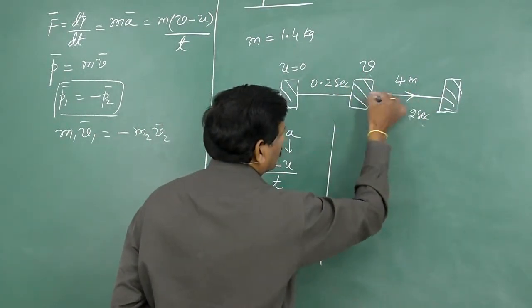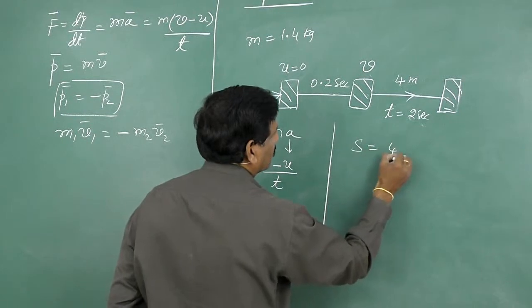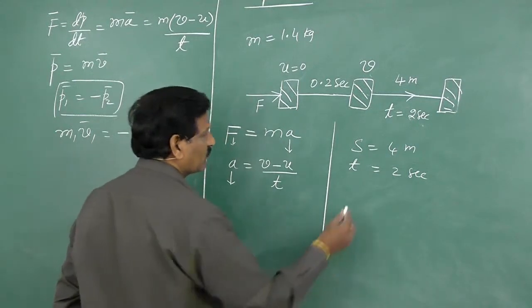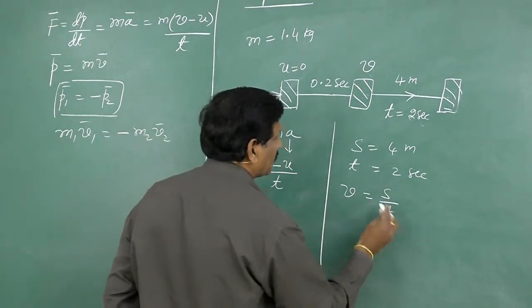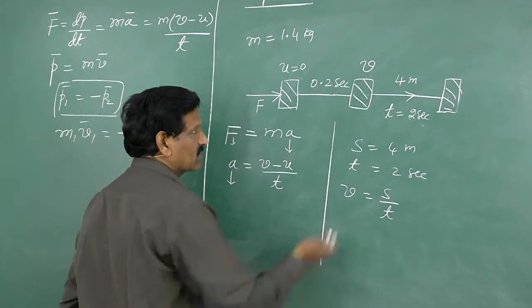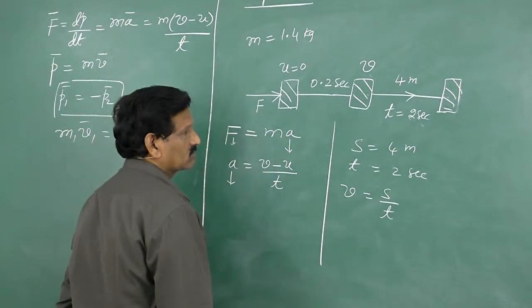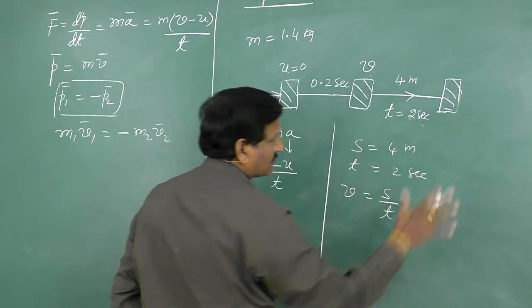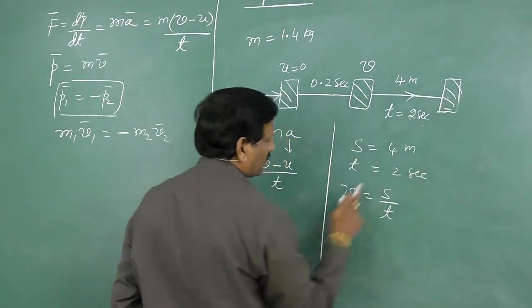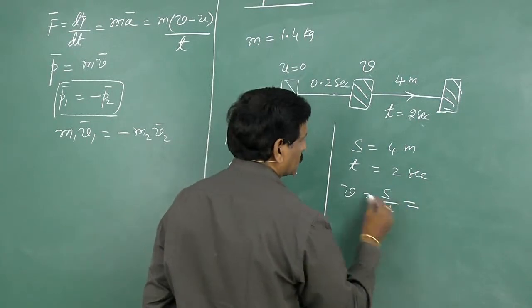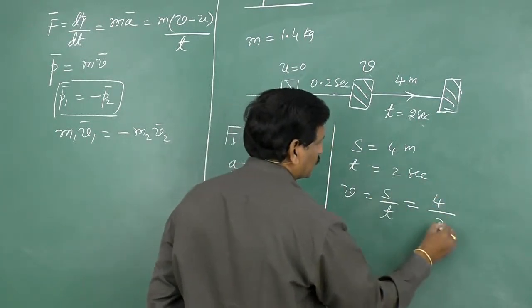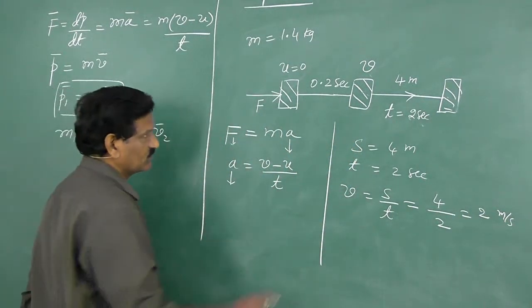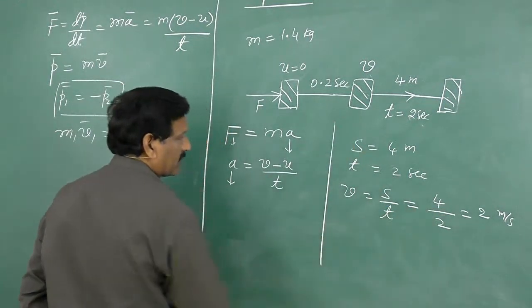you take this journey. For this journey, s is 4 meters, and the time of travel is 2 seconds. Then velocity v is simply s by t, because there is no acceleration here, because there is no force acting on this body. Since there is no force, there is no acceleration, and the body moves with uniform velocity. So, when the body moves with uniform velocity, v is equal to distance by time. Here distance is 4, time taken is 2. So, this is 2 meters per second. This is the final velocity. Here the velocity is 2 meters per second.